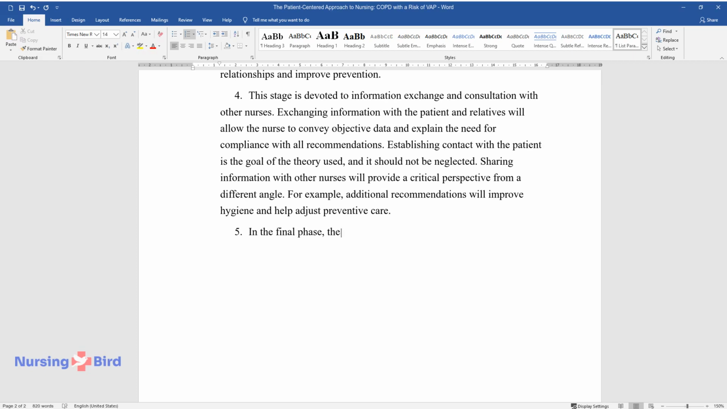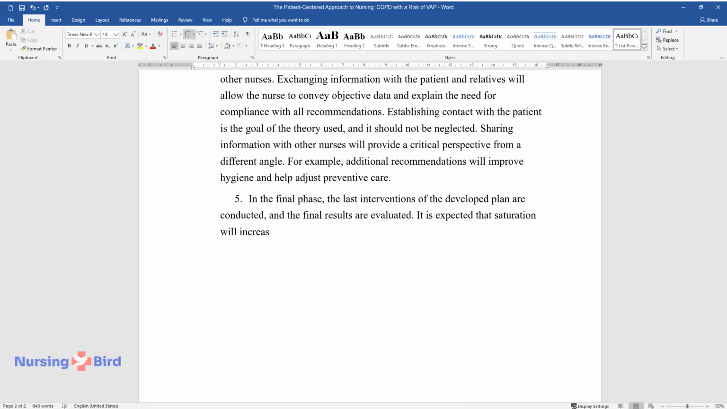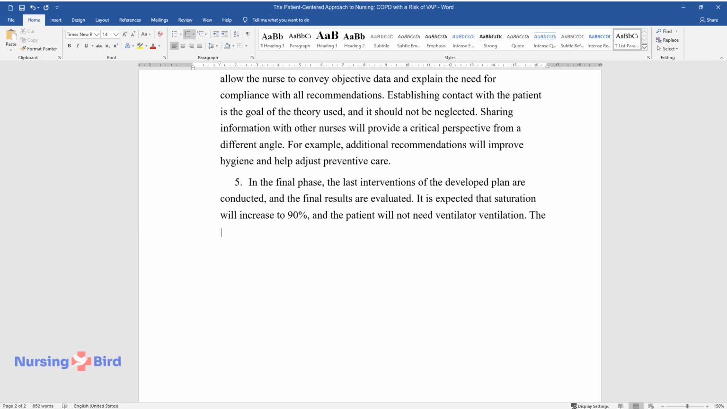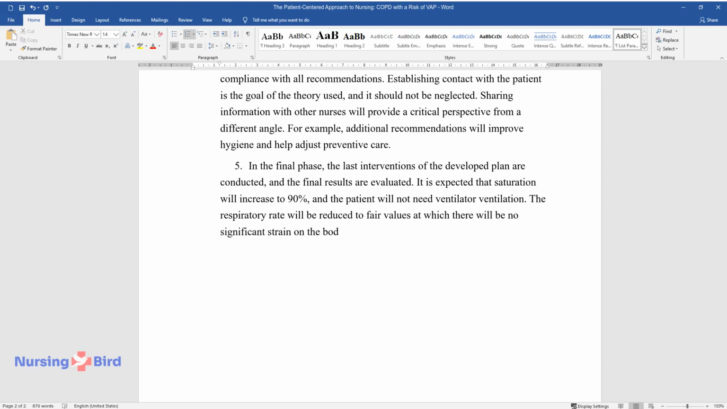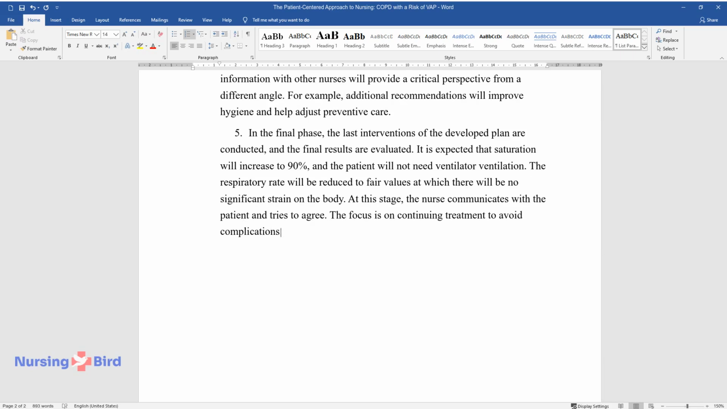In the final phase, the last interventions of the developed plan are conducted, and the final results are evaluated. It is expected that saturation will increase to 90%, and the patient will not need ventilator ventilation. The respiratory rate will be reduced to fair values at which there will be no significant strain on the body. At this stage, the nurse communicates with the patient and tries to agree. The focus is on continuing treatment to avoid complications and the transition to a healthy lifestyle.